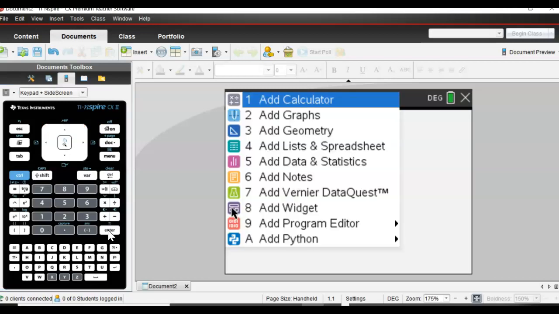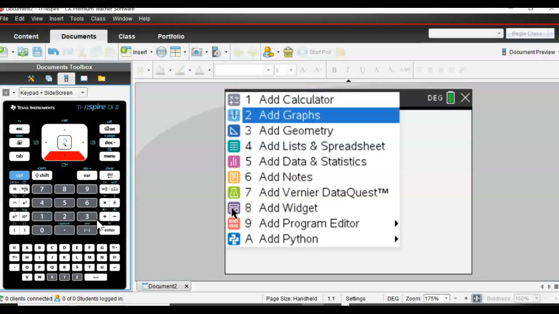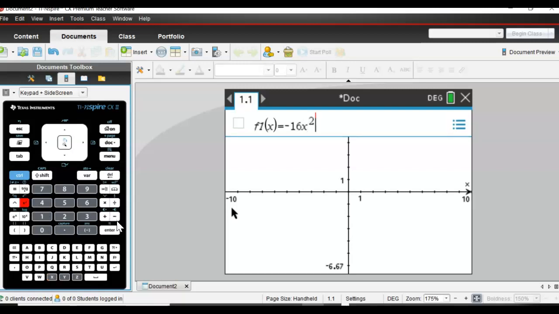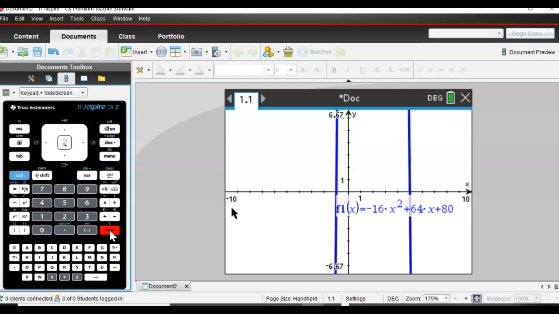We're going to go into a new document, and I want to graph this. We're not going to use the calculator function just yet. We're going to use the graph function. So in the graph function, I'm going to take the equation. So look at your paper, the negative 16x squared plus 64x plus 80, and we're going to use that to graph. So on your calculator, follow my mouse. We're going to use negative 16x squared. Here's the squared button, plus 64x plus 80. Not minus, plus 80. And we're going to hit enter.